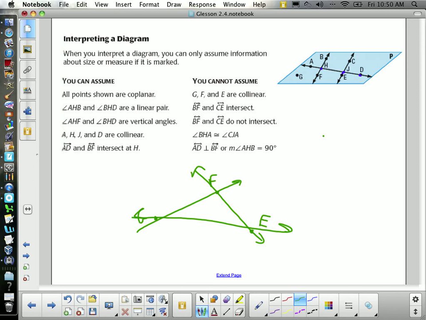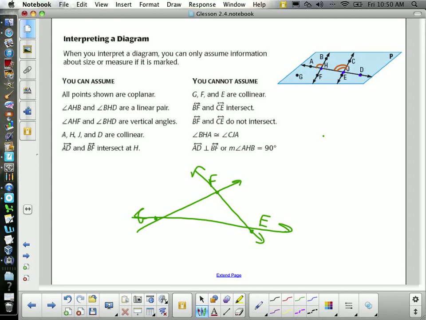We would not want to assume that angle BHA and the angle CJA, let's note where those are, BHA, and CJA are congruent angles. I may not assume that. I would need a lot more information to make that conclusion. They kind of look the same, doesn't mean they are. Kind of look is not proof.